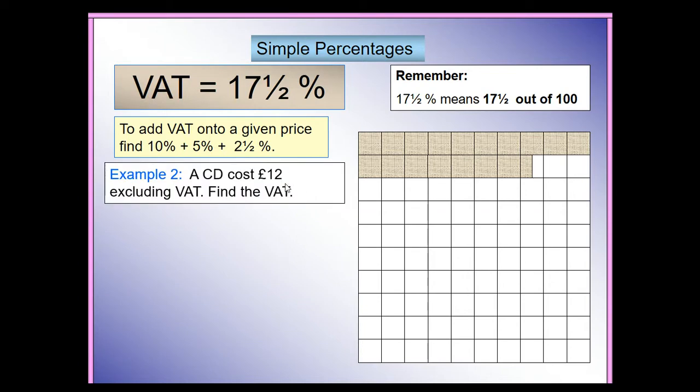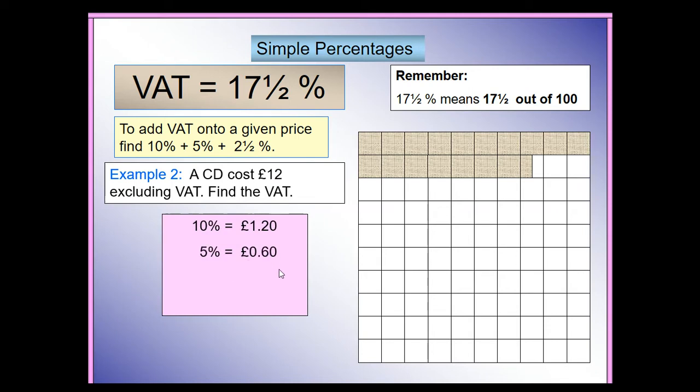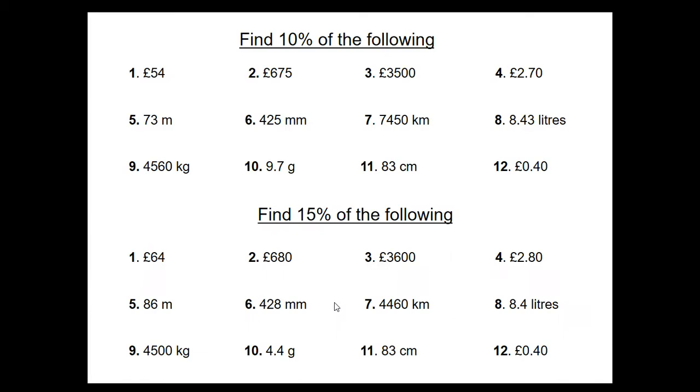Okay, this hasn't got any big numbers, so £12, what's 10%? Move the decimal a place, it's £1.20. What's half of that? 60 pence. What's half of that? 30 pence. So 17.5% is adding all of these together, and we get our answer. It's not as bad as you thought.